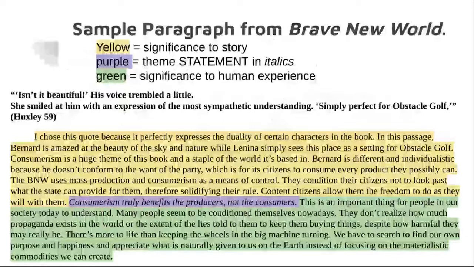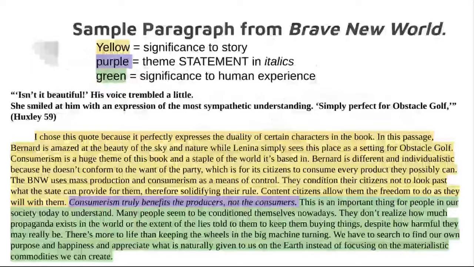And you guys all might remember this. It's when Lenina and Bernard are on their first date, right? And they're talking about nature, and they're talking about the night sky and stuff. And this is a student sample from last year. They identified from the beginning of the paragraph, in yellow, that yellow part is the significance of it to the story, right?